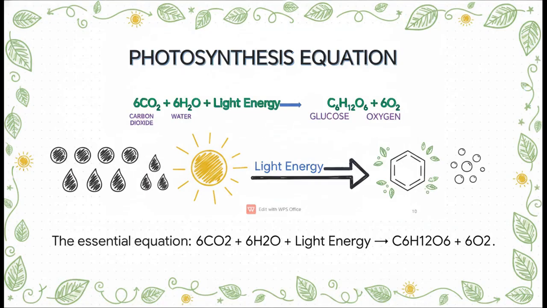Okay, if there is one thing you absolutely must memorize, it's this equation right here. Seriously, this is like the recipe for life. So on the left, you've got your ingredients: 6 molecules of carbon dioxide and 6 molecules of water. Then you add the magic ingredient, light energy. And what do you get? On the right side, you've got your products: 1 molecule of glucose, that's the sugar, the plant's food, and 6 molecules of oxygen, which is pretty handy for us. You've got to know what goes in and what comes out.